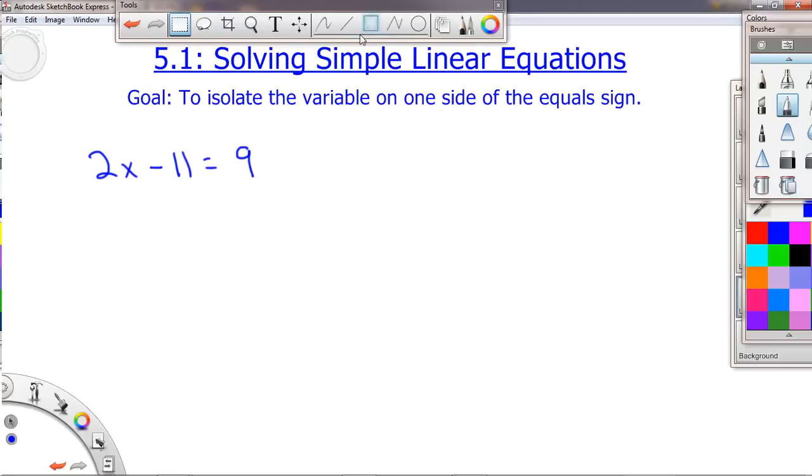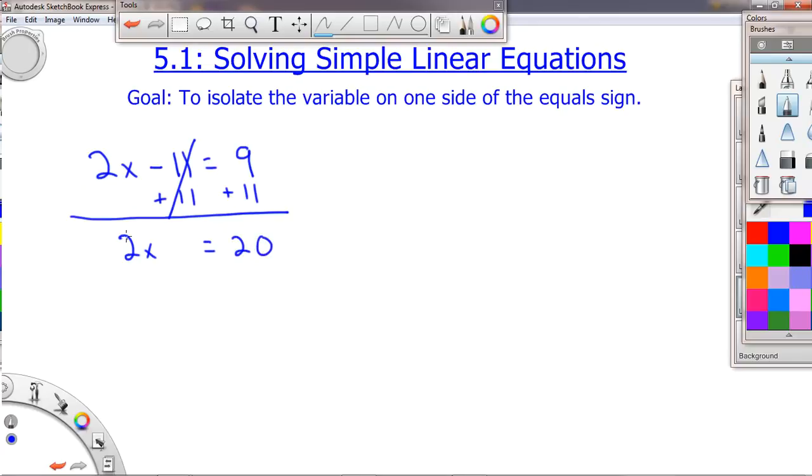I like to think the first thing I'm going to do is get the x term, in this case 2x, by itself. So I'm going to get rid of the 11. So I'm going to add 11 to both sides of this equation. Negative 11 plus 11, these cancel out. I'm left with 2x equals 9 plus 11, which is 20.